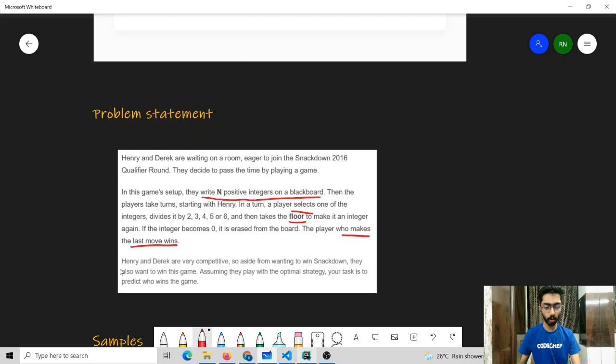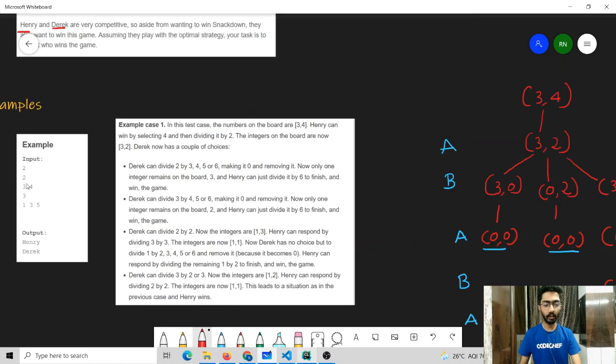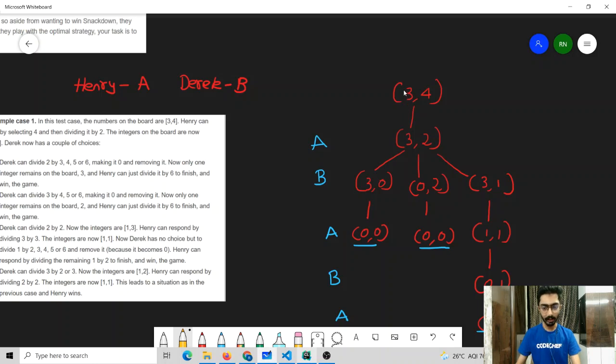If we assume that both Henry and Derek are going to play optimally, then we need to say who is going to win this particular game. Let us try to understand the problem with the help of sample cases. For the first test case, we have two numbers, one is 3 and the other number is 4. Henry is going to play the first move. For this problem, let us assume that Henry is represented by A and Derek is represented by B. So now both of them start with a state where one number is 3 and another number is 4. A and B both are going to play optimally.